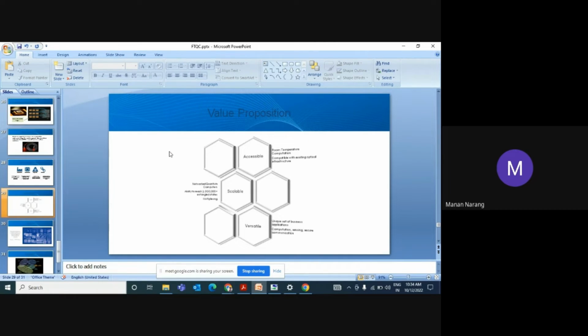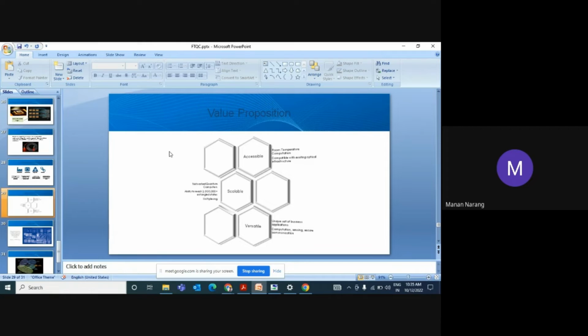So this is the value proposition that they provide. As you can see on my screen, they are accessible, they have room temperature computation, and they are compatible with existing optical infrastructure. Then secondly, they are scalable. They are network quantum computers, and they have the ability to reach 1 million plus entangled states.